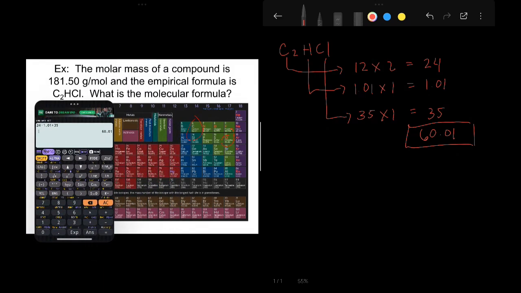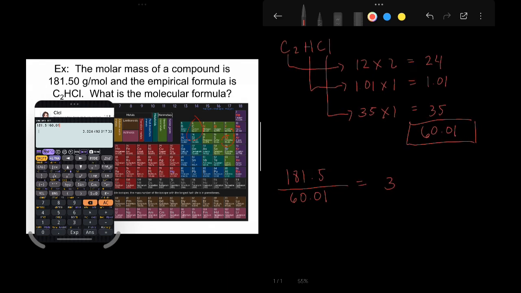So since we got already the molar mass of our given compound, next we're going to divide the given molar mass of the compound by it. So we got here 181.5 divided by 60.01. So the answer here is 3.